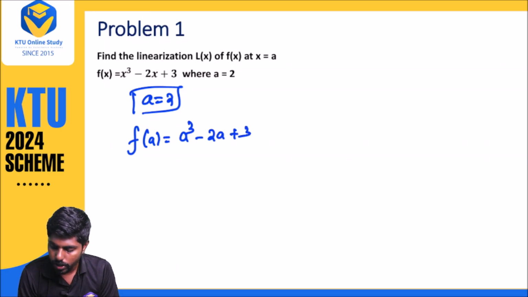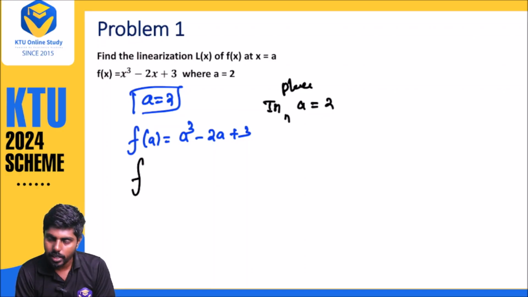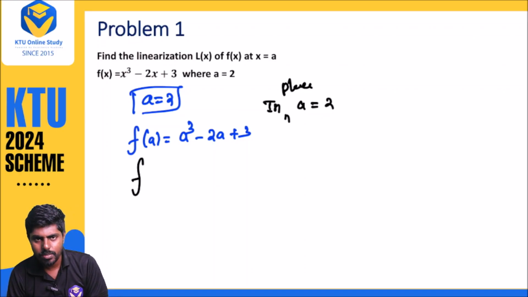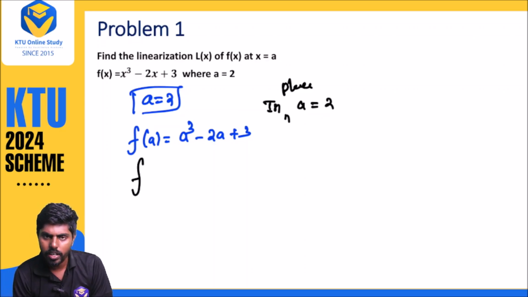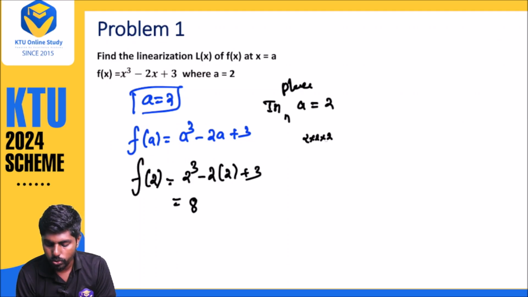In place of a, they have given 2, so you just write 2. This is very simple, you just replace it. f of 2 is equal to 2 cube minus 2 into 2 plus 3. That is nothing but 2 cube. What is 2 cube? 2 into 2 into 2: 2 twos are 4, 4 twos are 8. So 8 minus 2 into 2, that is 4, plus 3.